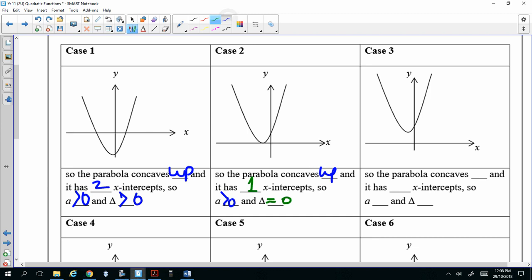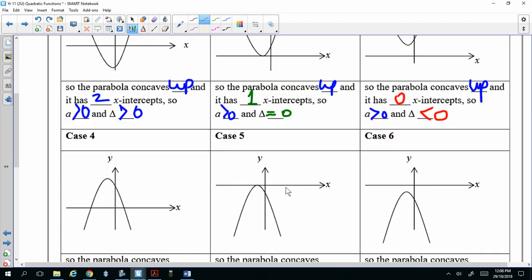We look at the parabola where it is concave up again. A is positive once again. How many x-intercepts does this have? 0 x-intercepts. Therefore, discriminant will be less than 0. Okay, good. All right, can you fill out the other two? They're the same thing. Have a try. Okay, very good.